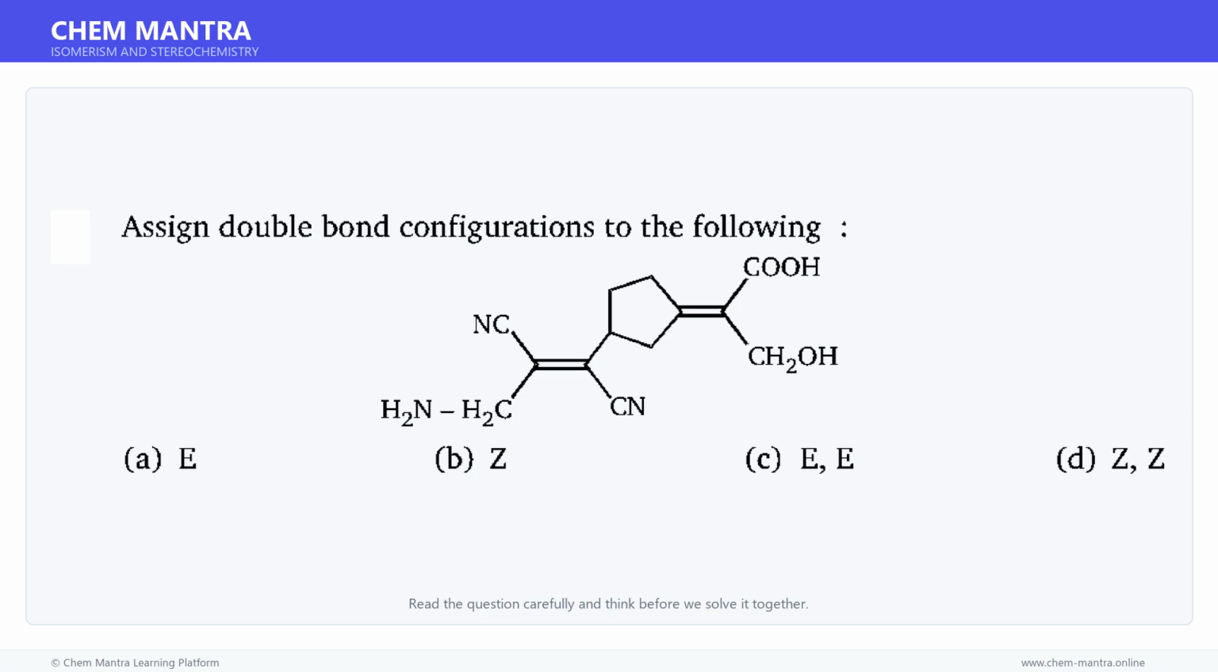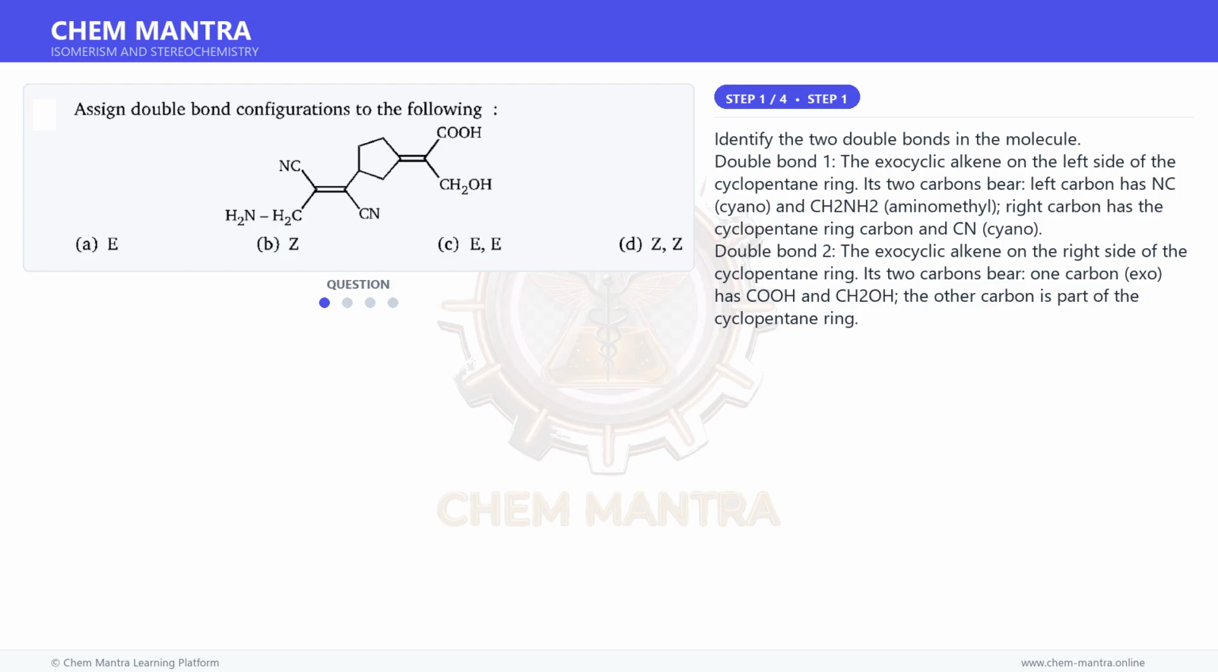Here is a question. Read it carefully and think about the answer. Let us solve it step by step. Let us begin solving this step by step. Identify the two double bonds in the molecule.